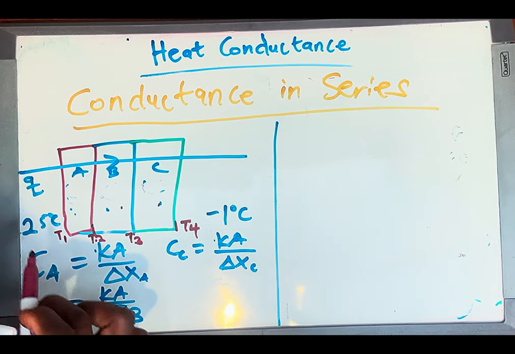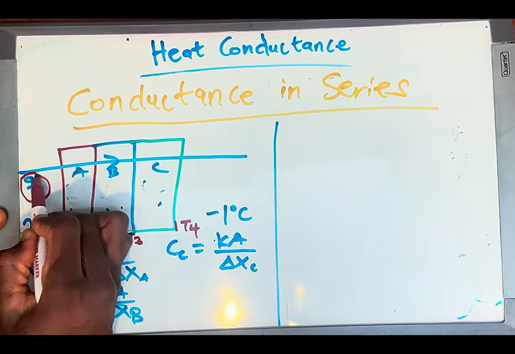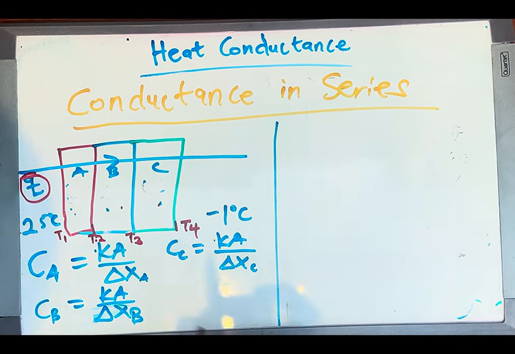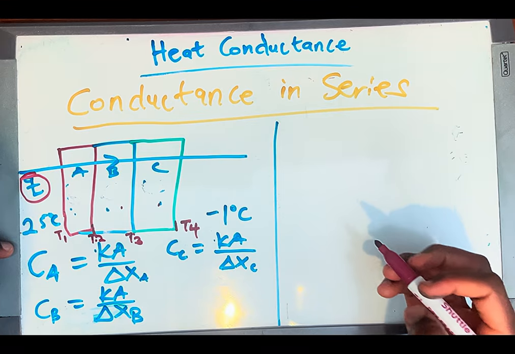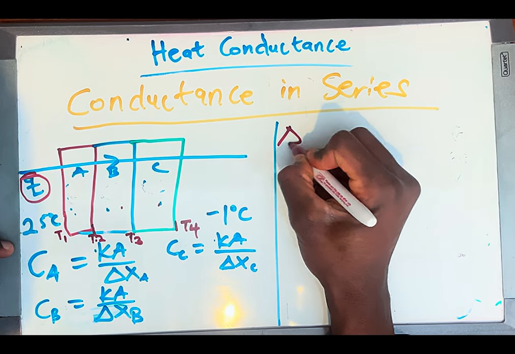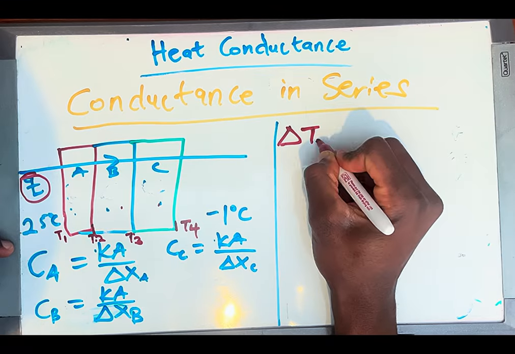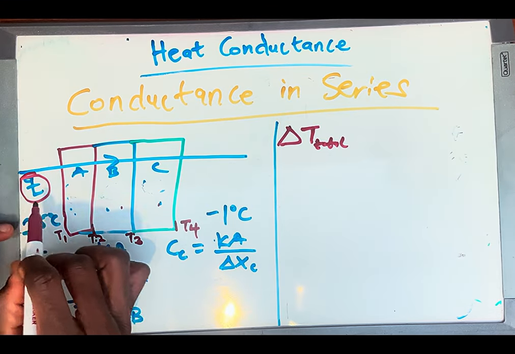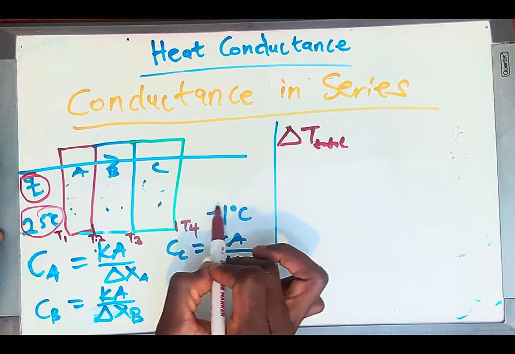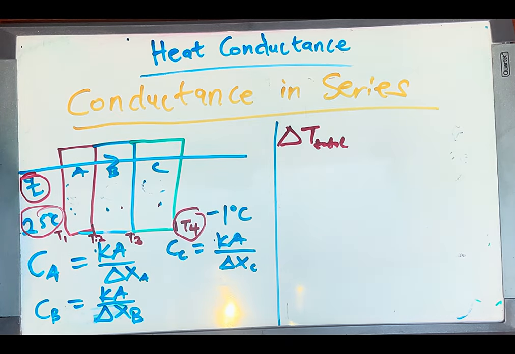So this implies that although the heat transfer rate will remain constant because it is the same heat flowing through all the materials, the temperature changes will occur. The temperature change will not be the same. Temperature changes will be different after the heat flows through each of the materials, right? So this implies that the total change in temperature, delta T total, is just the difference between the one inside and the one outside.